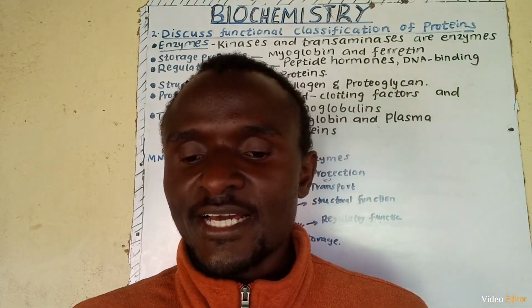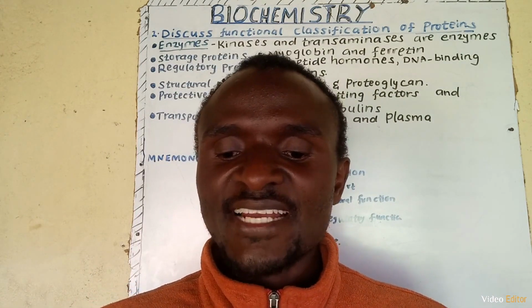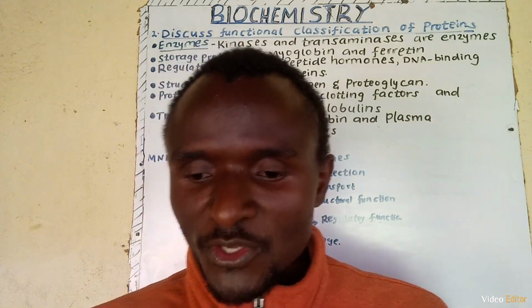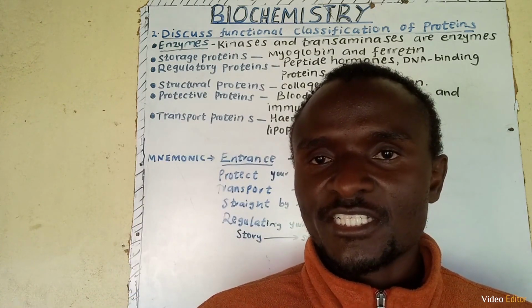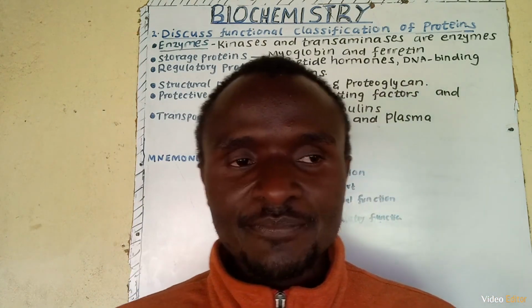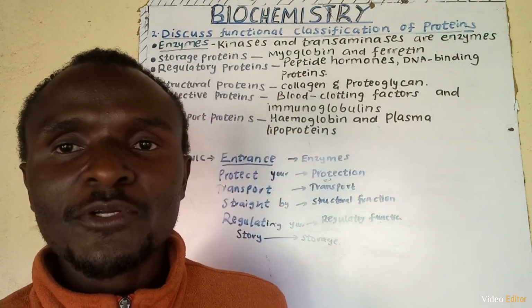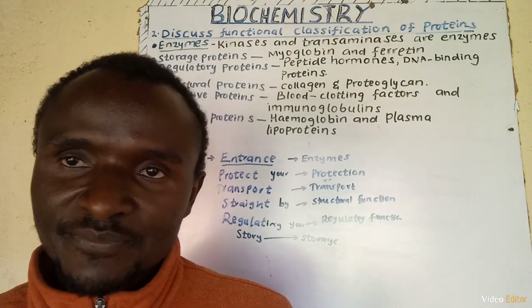Then we can as well classify proteins under storage functions. So we know that proteins help in the storage of substances in our bodies. So such proteins include myoglobin and ferritin.